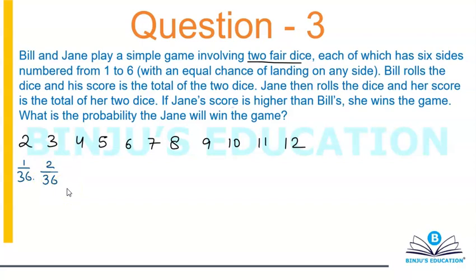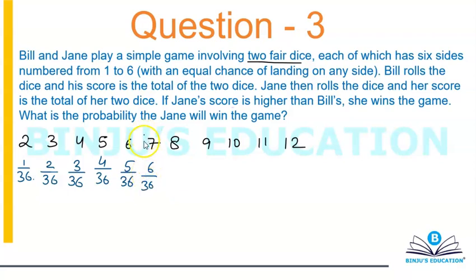What about 4? 4 will be 2 2, 1 3, 3 1. So that is 3 by 36. What about 5? 1 4, 4 1, 2 3 and 3 2. That is 4 possibilities, or probability will be 4 by 36. Then for 6 it will be 5 by 36. Then for 7 it will be 6 by 36.